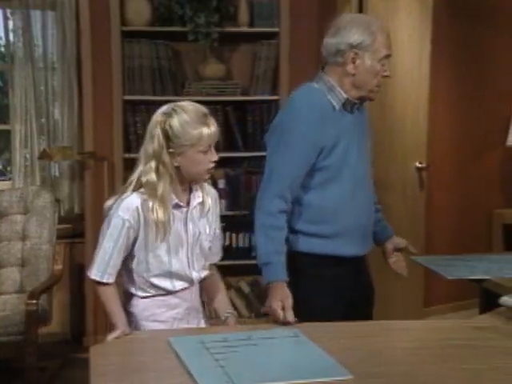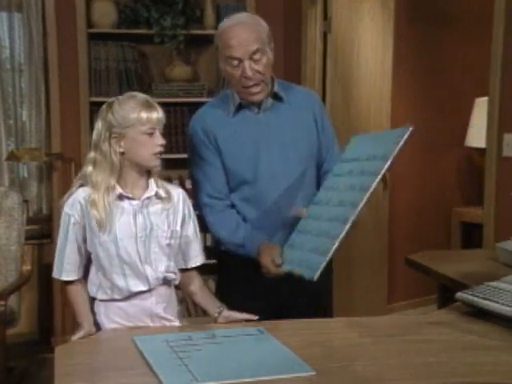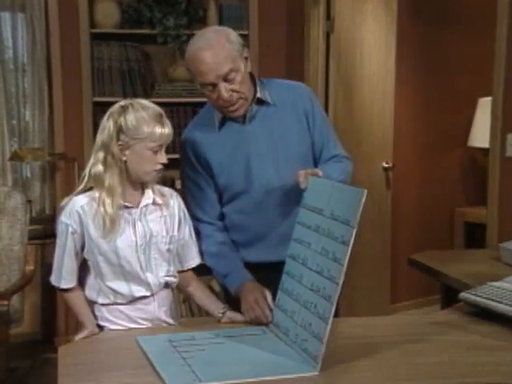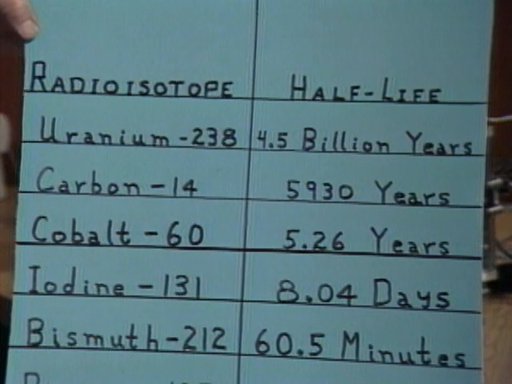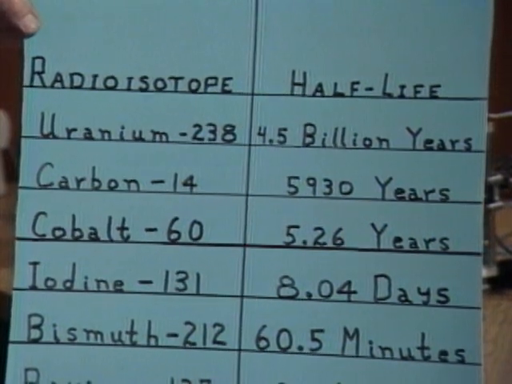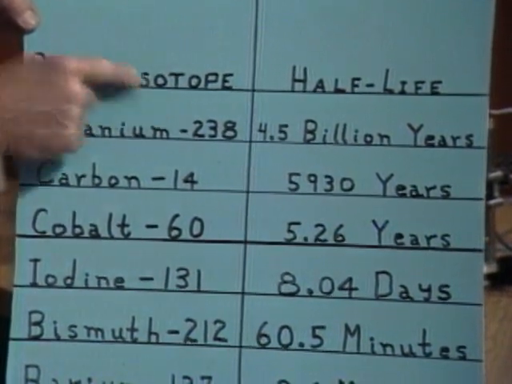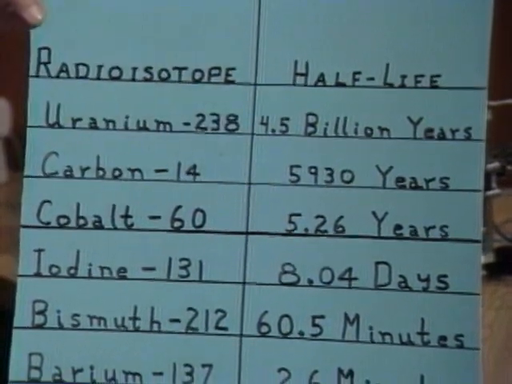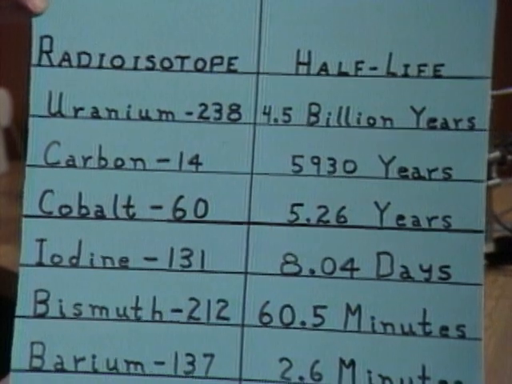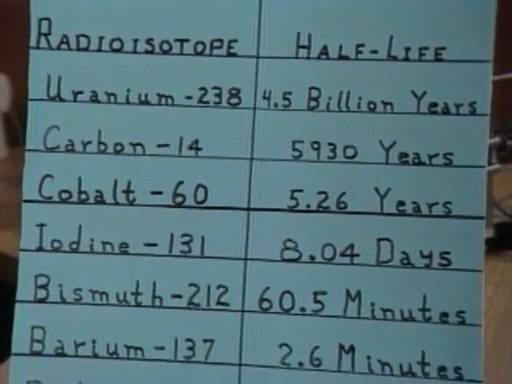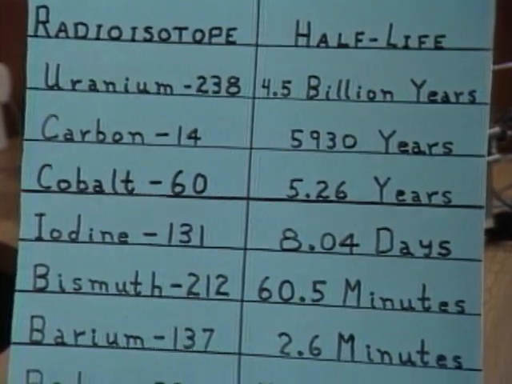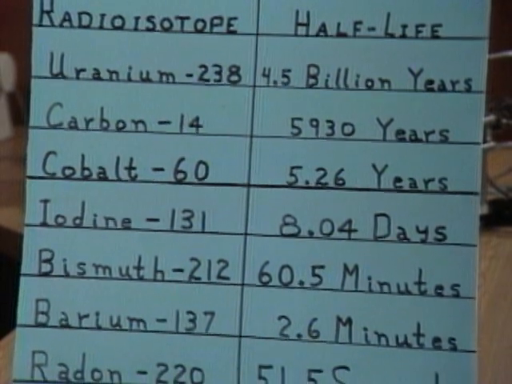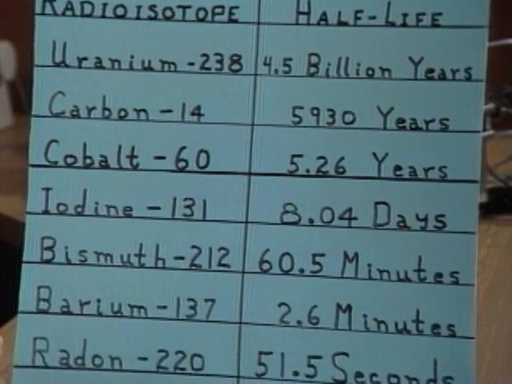Okay, now, scientists have measured the radioactive half-life of a lot of different materials, and here are some of the most important ones. Have you ever heard of any of these? Yeah, some of them. Uranium-238. Notice its half-life? 4.5 billion years. Okay, what is the next one? Carbon 14, 5,930 years. Cobalt 60, 5.26 years.